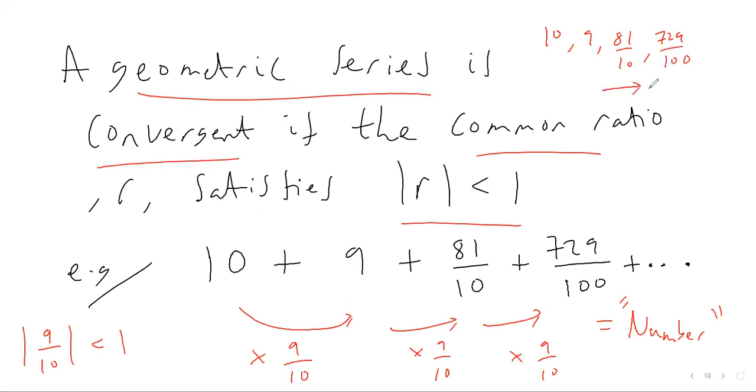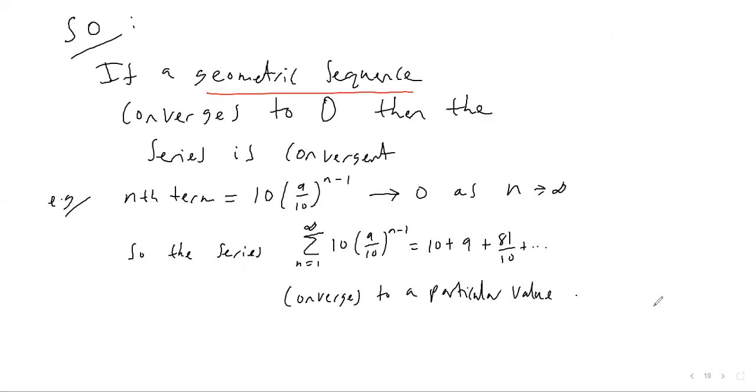This sequence is going to converge to 0 because the numbers are getting smaller and smaller and smaller. You're multiplying each number by 9 over 10. If you continue doing that infinitely many times, you're eventually going to get 0. So this is a convergent sequence to 0. So the sum is going to converge. So the actual sum is going to converge.